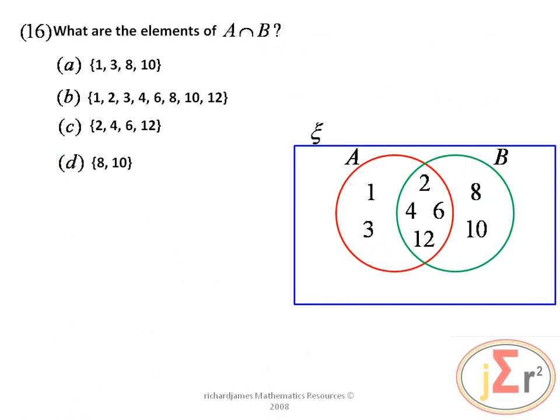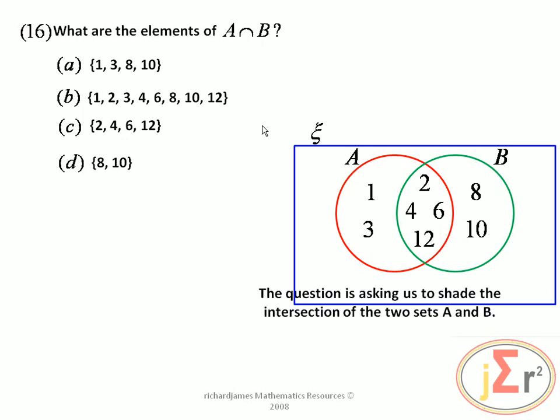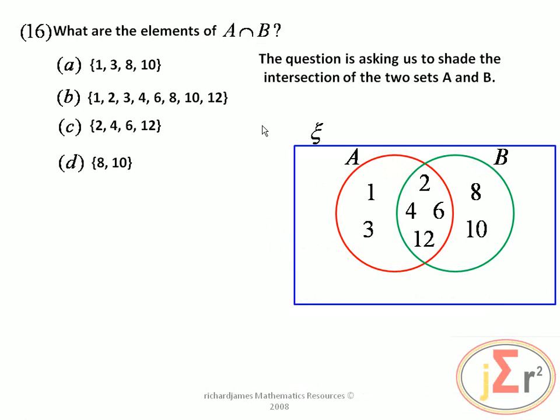What are the elements of A intersection B? That is how it is read. When you see this symbol that looks like an N, but is not actually an N, it means intersection. And what is an intersection? The intersection of two sets is the set of elements that the two sets have in common. That means those elements that are in set A and are also in set B. Therefore, in the Venn diagram, we are talking about those elements that are shared by A and B.